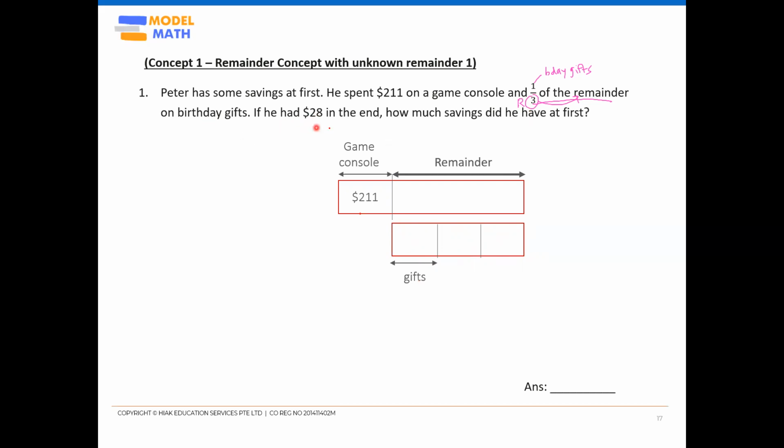If you read on, they say that he had $28 in the end. So of course, in the end is your remaining 2 parts here. Okay, so these are the things to label down. These are the things to annotate clearly. Now, once this is done, you can proceed to study your model and see how you can begin solving it.